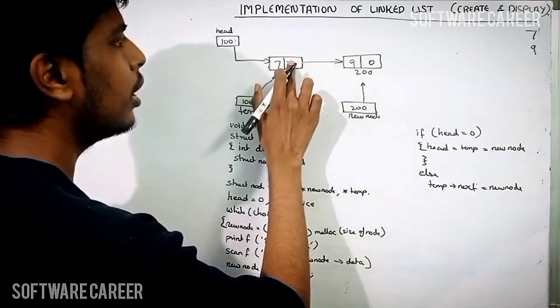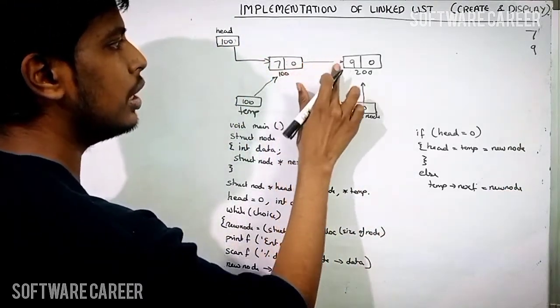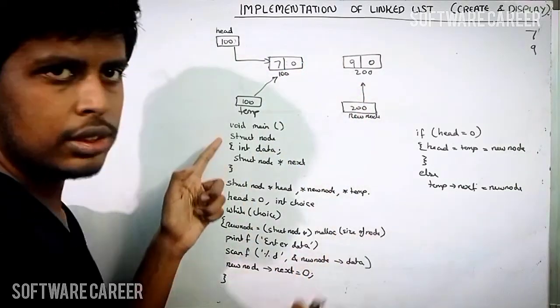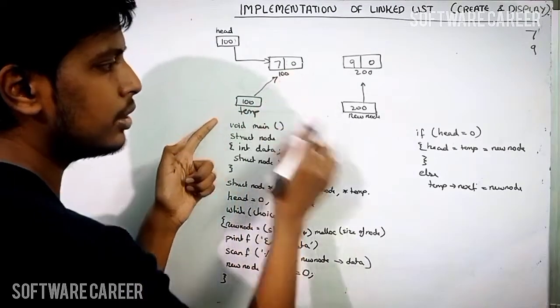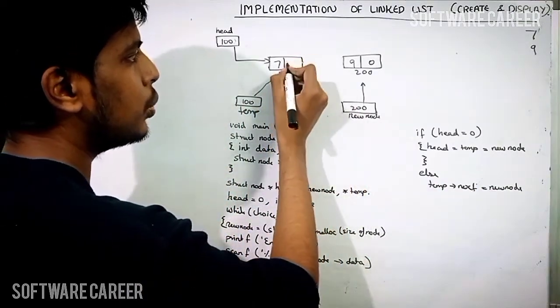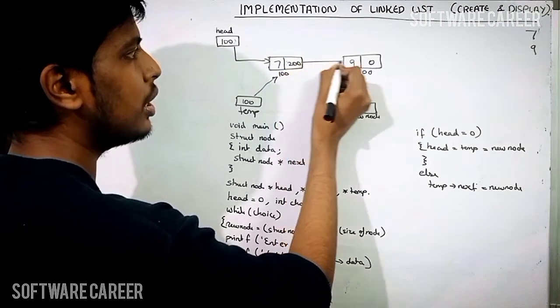Now see, at starting temp was 0. This link was not there. Now temp next is new node. Temp is 100. 100 next is new node. New node is 200. So I'll write here 200. Now it creates a link.